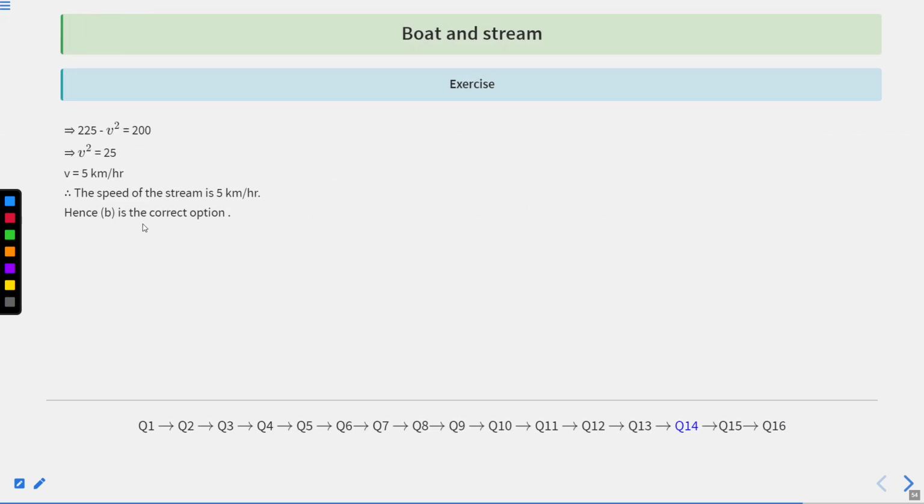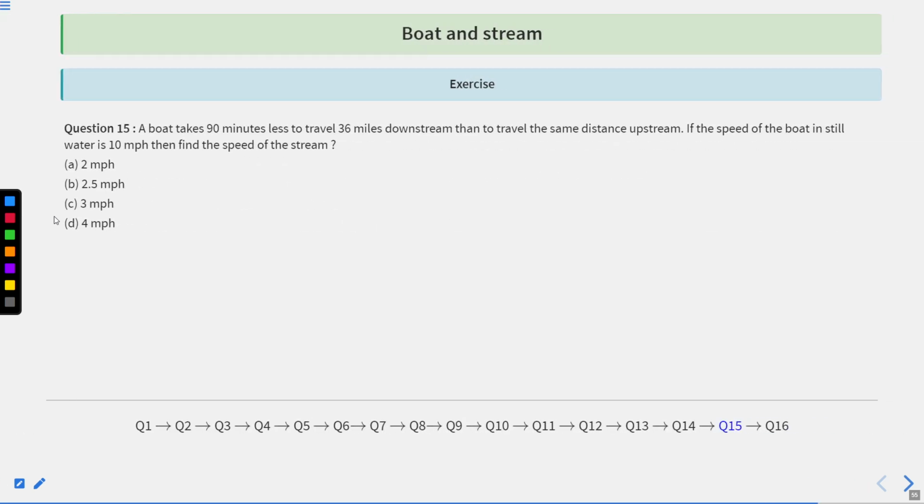So 225 minus V square equal to 200. And on simplification, you will get V equal to 5 km per hour. So the speed of stream is 5 km per hour. So the correct option here will be option number B.